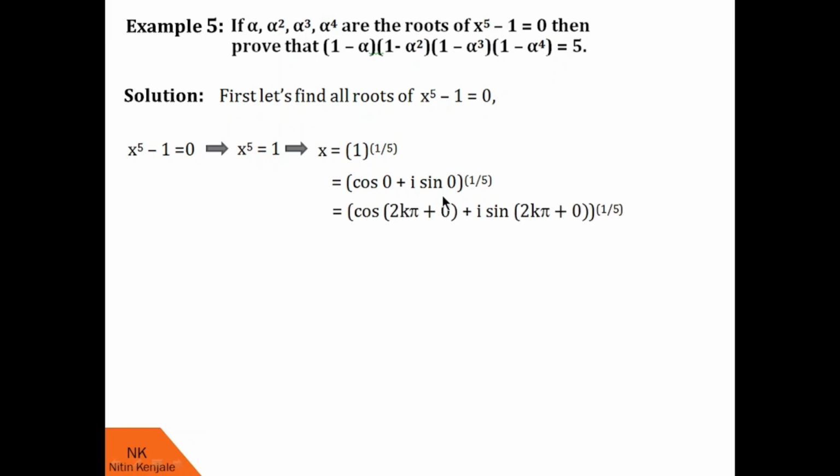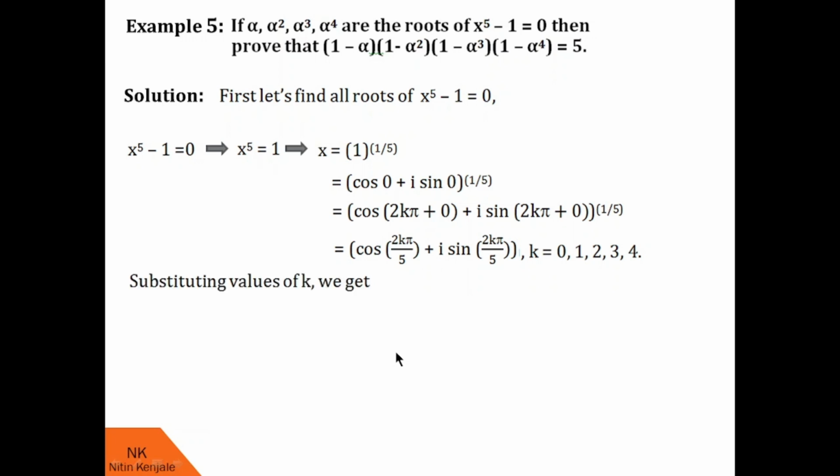According to step 2, we can write this as (cos 2kπ plus i sin 2kπ) whole raised to 1 by 5. Then by de Moivre's theorem, this can be written as cos of 2kπ by 5 plus i sin 2kπ by 5, where k takes values from 0 to 4. Now let us substitute one by one these values of k over here to find those 5 distinct roots.